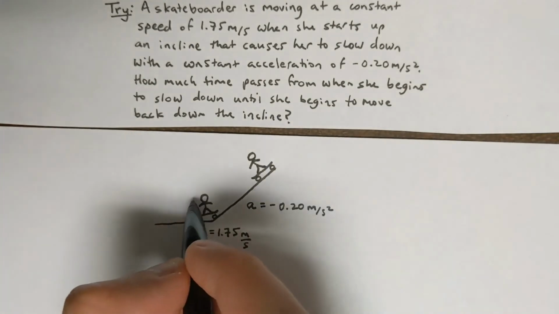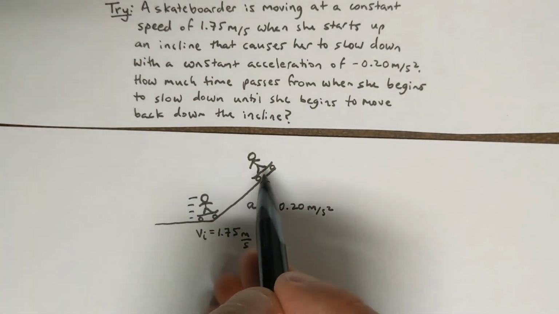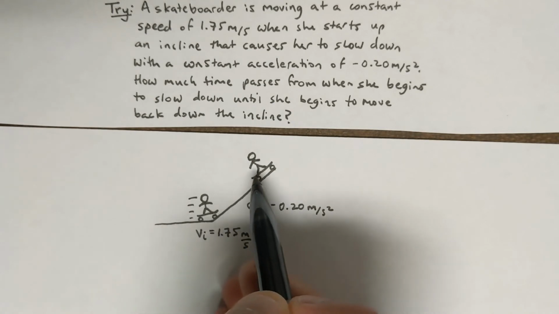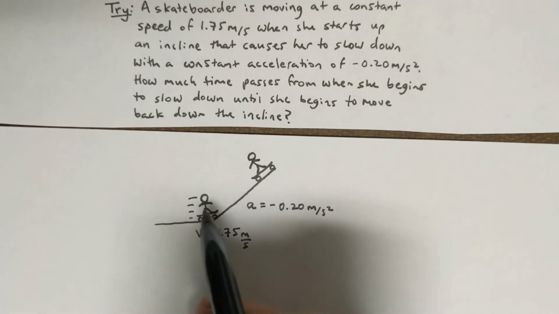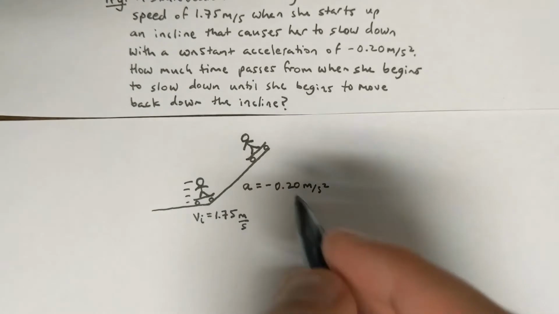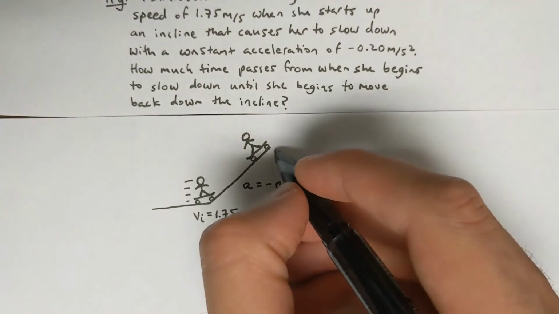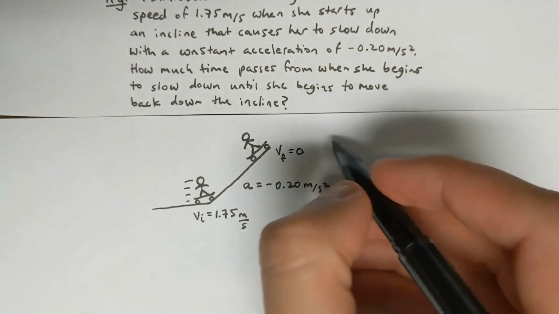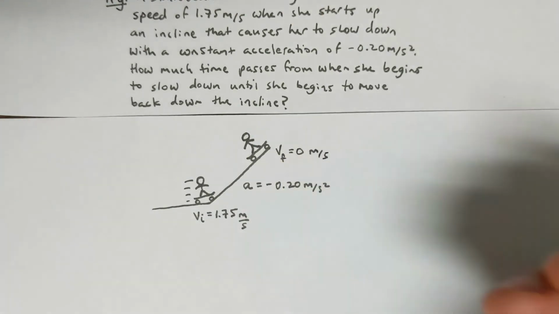Down here she's moving, but up at the top of the ramp, right as she just begins to turn around, her velocity has to go from positive to negative as she comes back down the ramp. To go from positive to negative, we have to pass through 0. So her final velocity is going to be 0 meters per second.